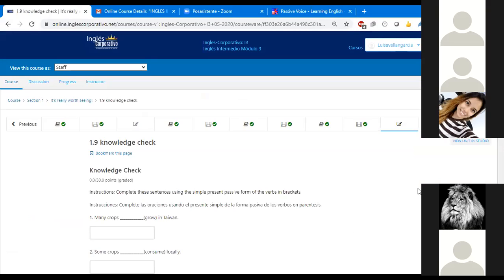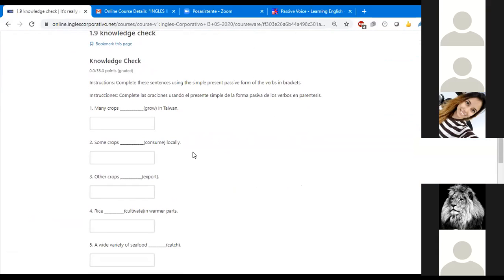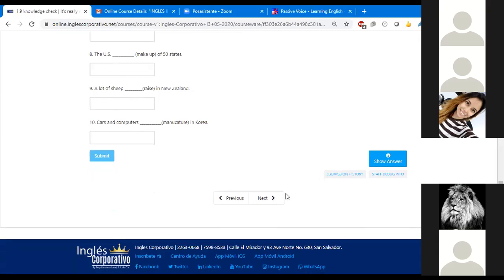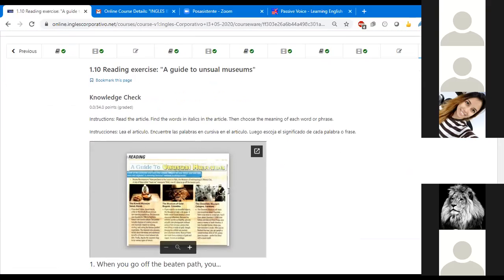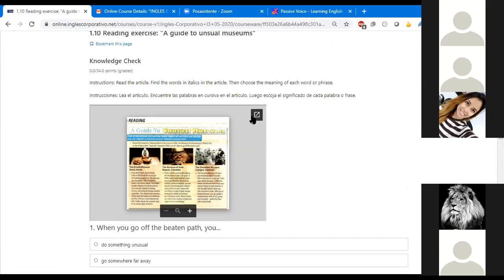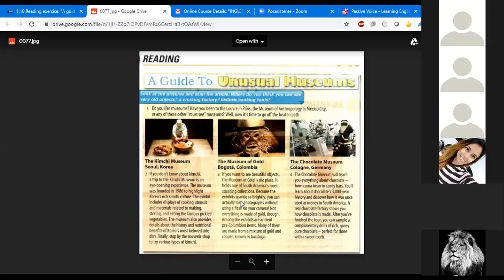Okay, here we have the knowledge check, okay? We can do this one for tomorrow, and tomorrow we check it together, okay? So this one, you have to try to do it by yourself. And this is part of the knowledge check too.